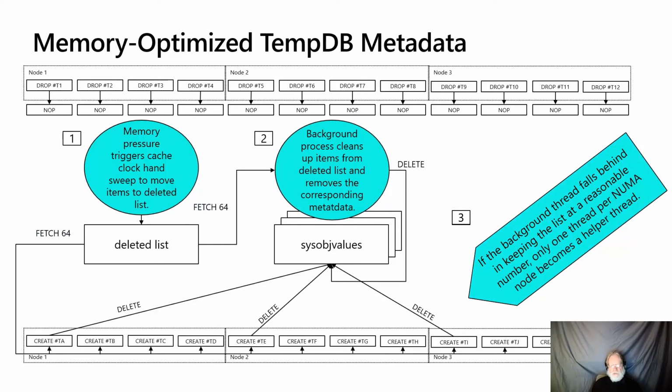What we do instead now, instead of having all create threads being co-opted, is use only one thread per NUMA node, so that's a range of memory container for the NUMA node. Only one thread per NUMA node is used as a helper to delete things, and you have far less contention on these sysobject values.